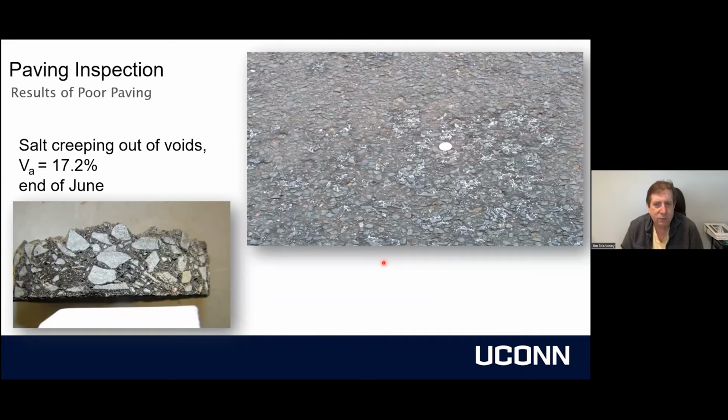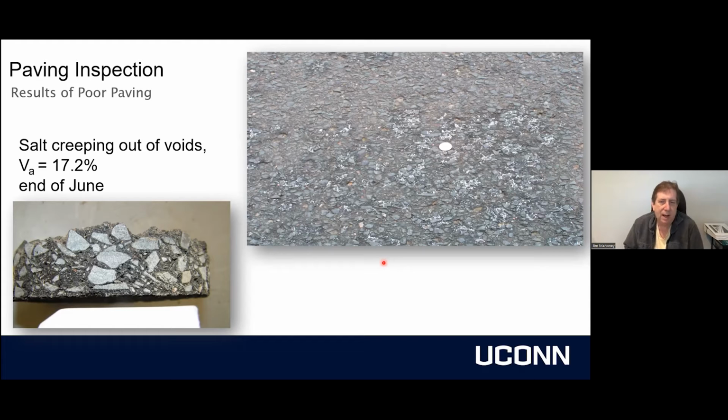And this is one of my most favorite pictures of data that we collected. This pavement is only 4 years old when we took this picture. Alex was talking about the importance of air voids earlier. Well, this pavement was 4 years old, and it looked like it was about 15 years old because there were so many air voids in this pavement at the time of construction.